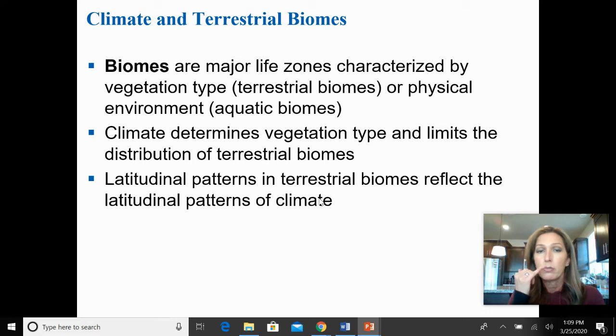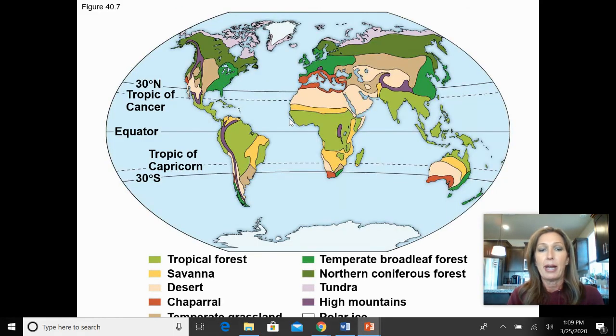Now, you should be familiar with some different biomes and some of these major life zones that are characterized by vegetation type. When we talk about our biomes, this would be a good map just to be able to recognize where some of these biomes exist.